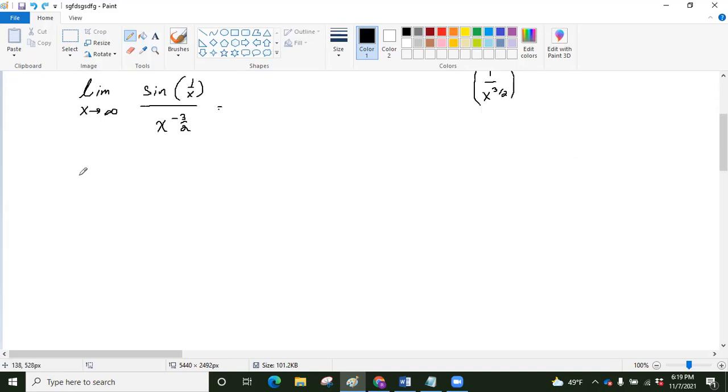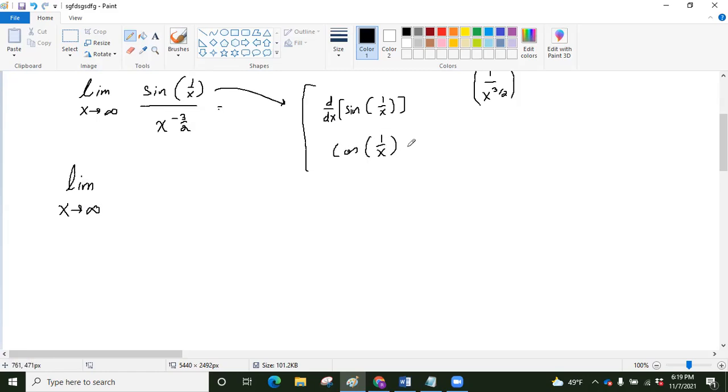So the idea is, you take the derivative of the top and you take the derivative of the bottom, and then you take the limit of that and see if that gets you anywhere. So the limit as x approaches infinity. So we take the derivative of the top. We're essentially doing d over dx of sine of 1 over x. So that's just cosine of 1 over x times the derivative of 1 over x.